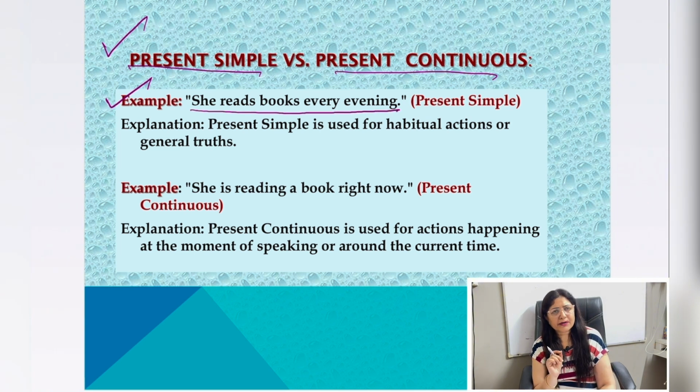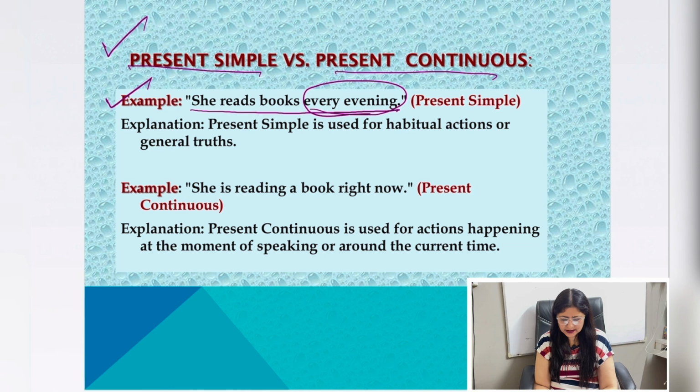See, present simple will come, I told you, when some routines are there. So when every evening, always, often, usually, rarely, seldom, never, when adverbs of frequency come, we make use of simple present tense. So here the indication is every evening. It means it is a habitual action. Every evening she does so, she reads books. So we'll be making use of what? VS or V1, as the subject may be. As the subject is singular, we'll be making use of VS.